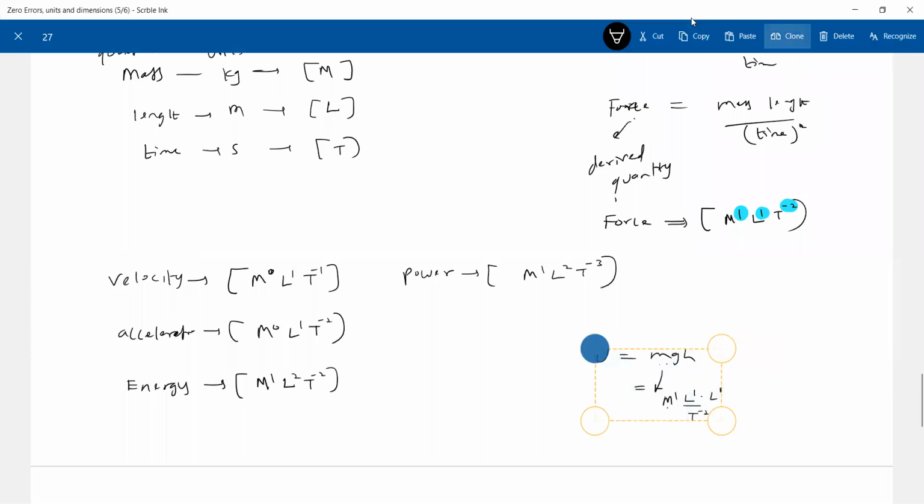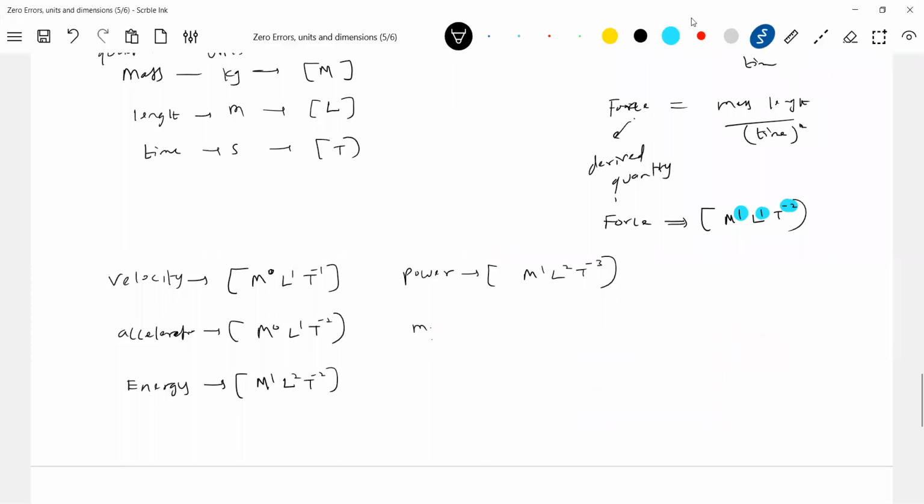Okay, next we'll go for momentum. Momentum is mass into velocity: M1, L1, T minus 1. Or impulse, same thing, no? Impulse will also have the same dimensions as momentum. I think these are the quantities we studied, I'm just putting them here.